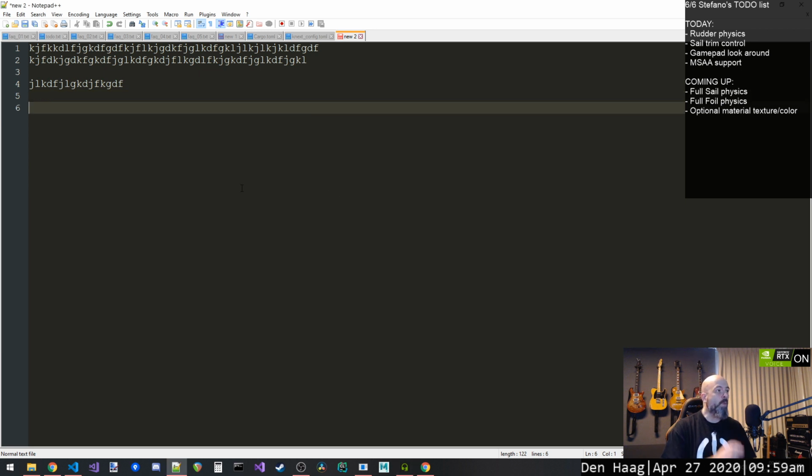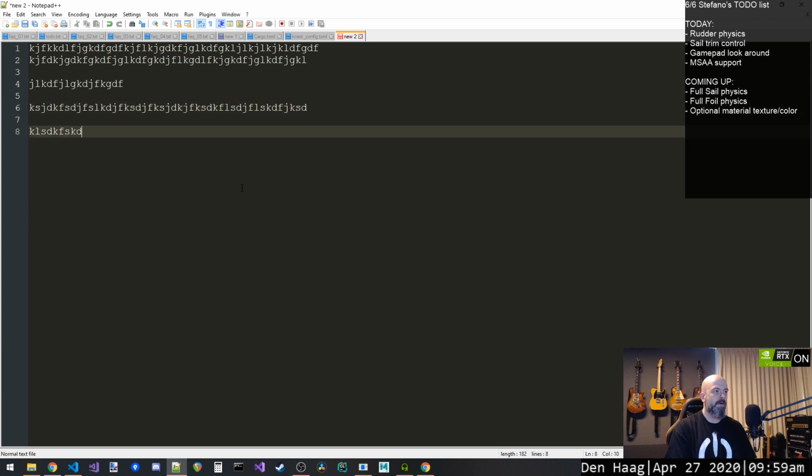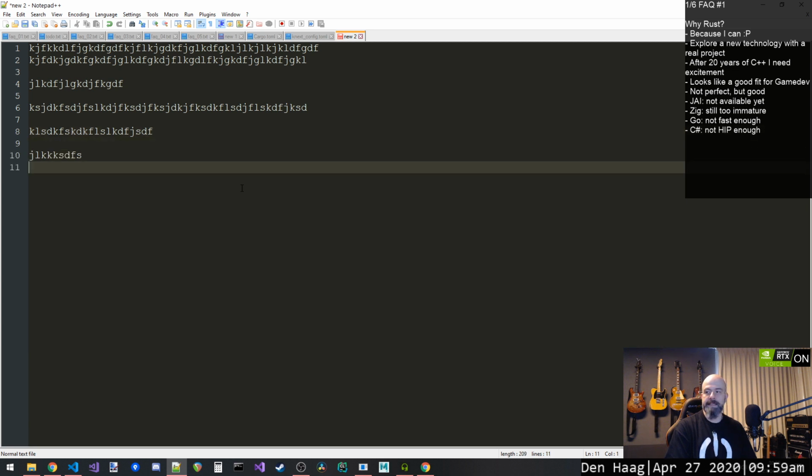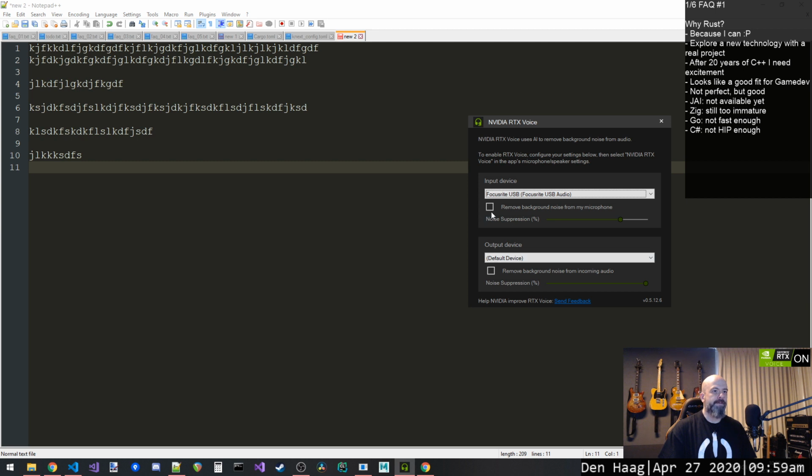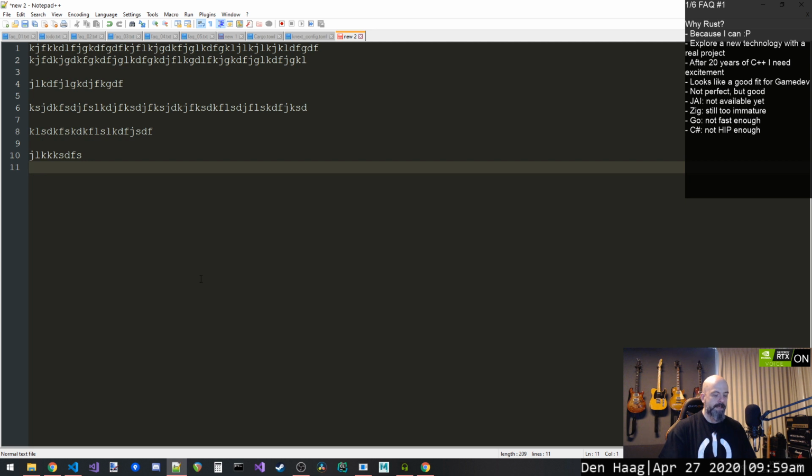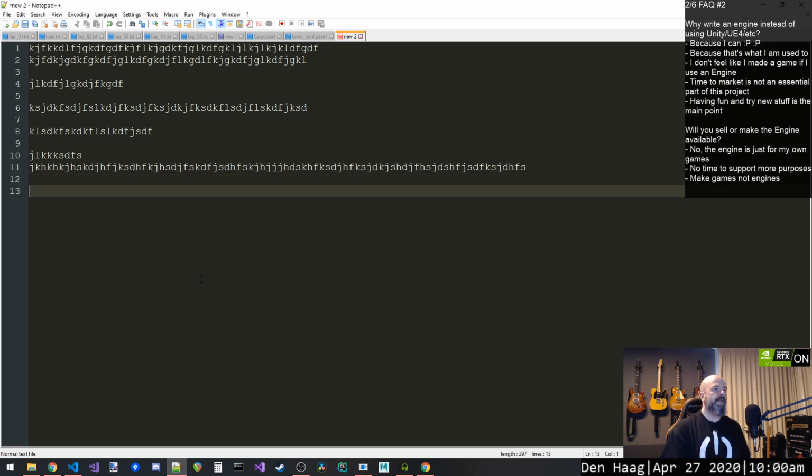So there should be way more noise, maybe the fans of my computer or something. And this is typing with RTX Voice off, right? So super loud. I can see it from the meter of the thing. And if I turn it on and I type, it's gone. It's unbelievable. And it's gone even if I'm talking over it.